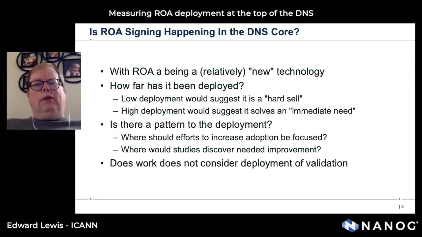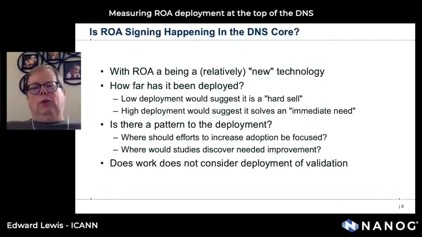So the question, let's go back. The question is, how much ROA signing is happening in the DNS core? How much of it is out there? It's a relatively new technology. How far have we gone along? If it's low deployment, it's been a hard sell. If it's high, it's probably solving an immediate need.